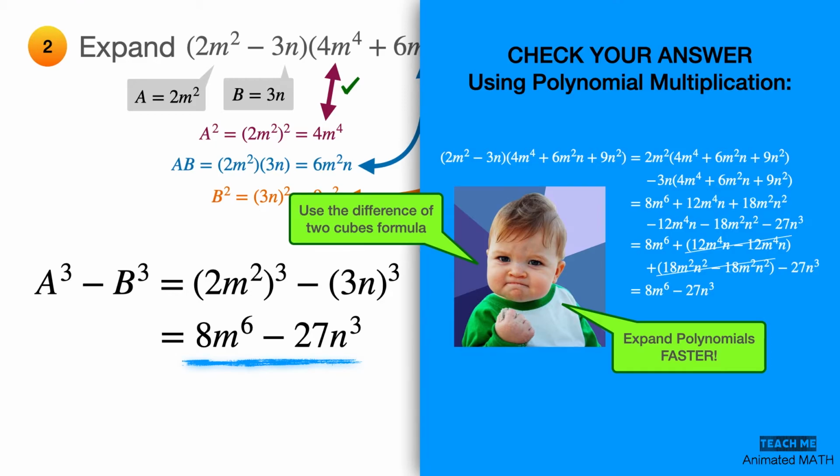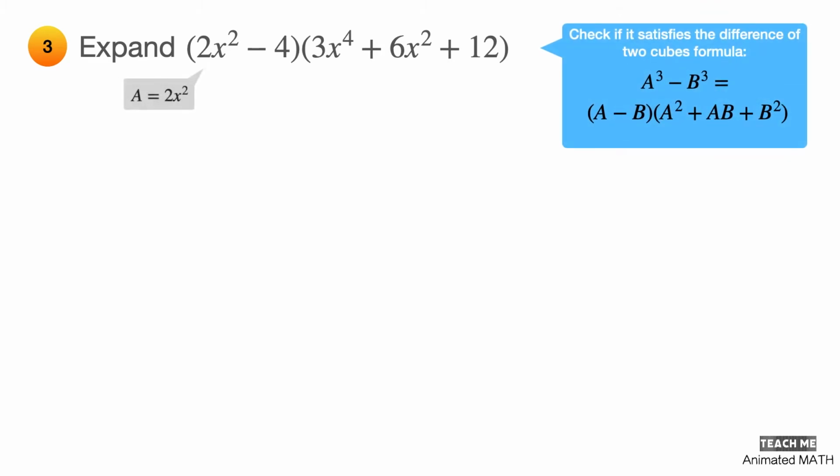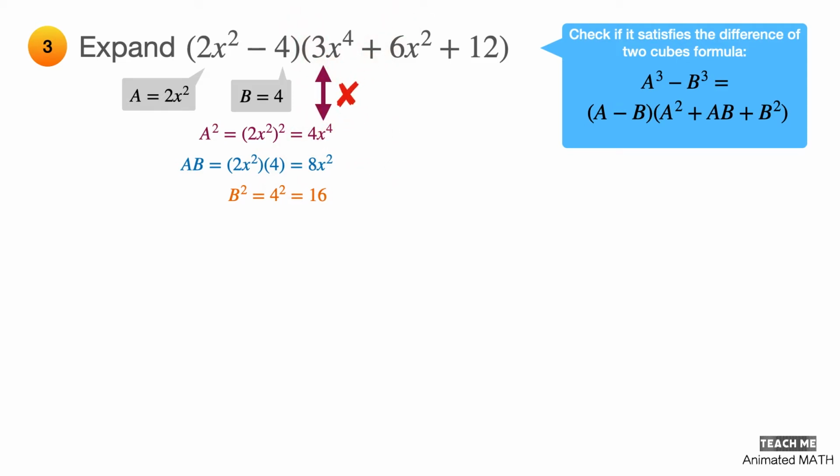So, for the last example, we'll try something a little bit tricky. Assume that a is equal to 2x squared, and b is equal to 4. Using these values for computation, a squared is equal to 4x raised to 4, ab is equal to 8x squared, and b squared is equal to 16. But it's strange though. A squared is not equal to 3x raised to 4, ab is not equal to 6x squared, and b squared is not equal to 12.